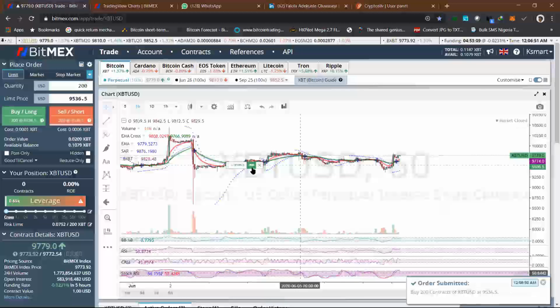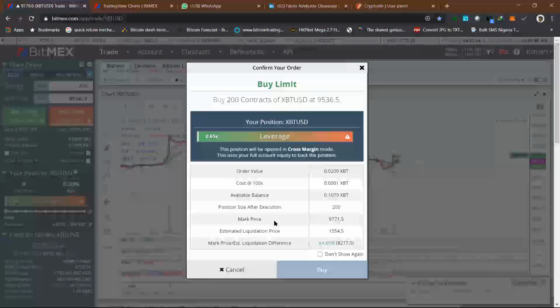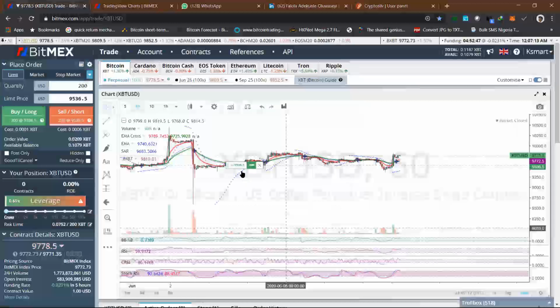Now you should always do this: always have your summary activated so you can look at liquidation. My liquidation is telling me that if Bitcoin comes down against me and it's around $1,554 right now, I'm going to lose my trading investment, all my investment, because I'm using cross leverage. I'm going to lose everything. Okay, so I place my trade around here.